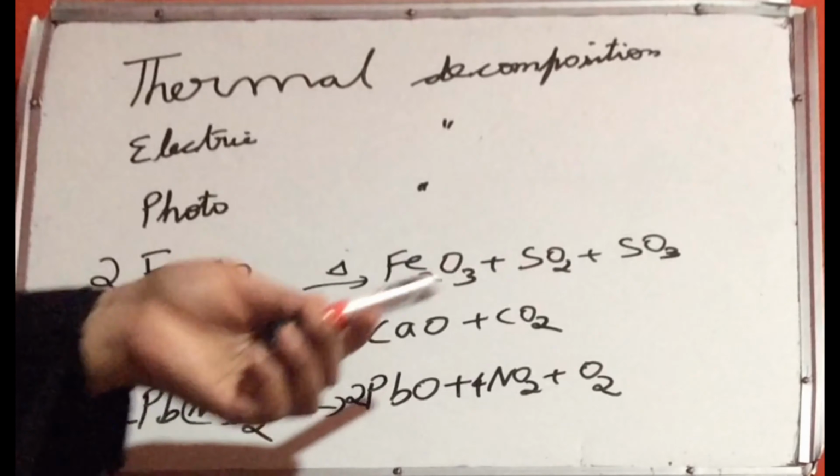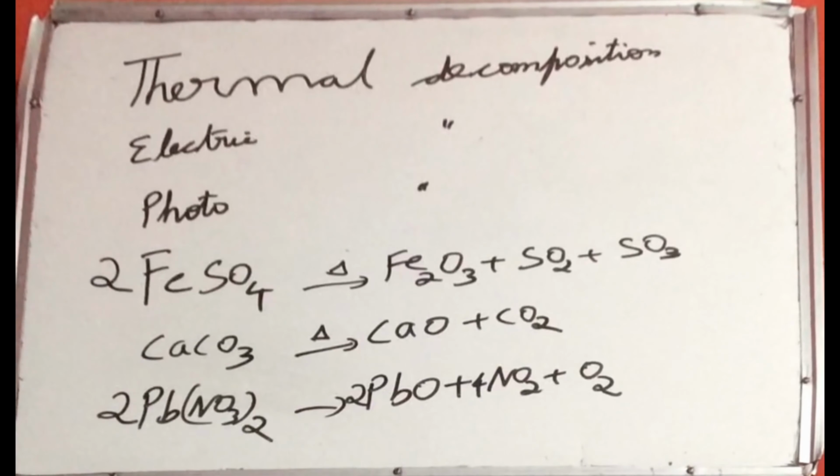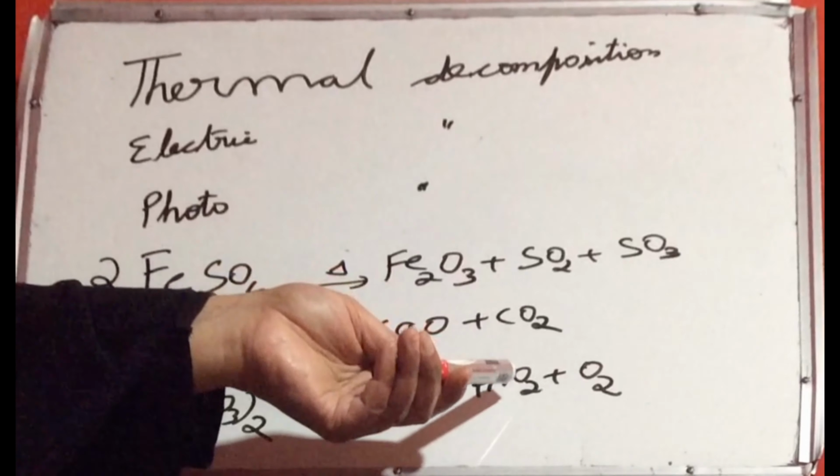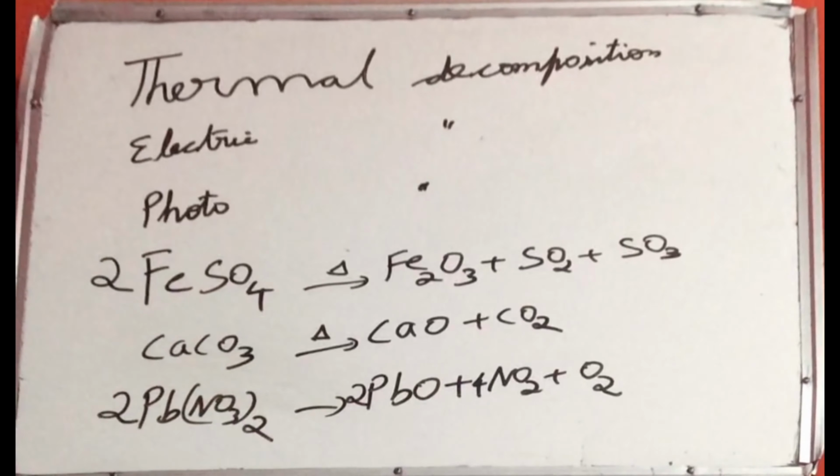You will get lead oxide plus nitrogen dioxide gas plus oxygen. A brown fume of gas will be formed, that is due to the presence of nitrogen dioxide gas. The color of the precipitate is yellow. So all these are examples of thermal decomposition.